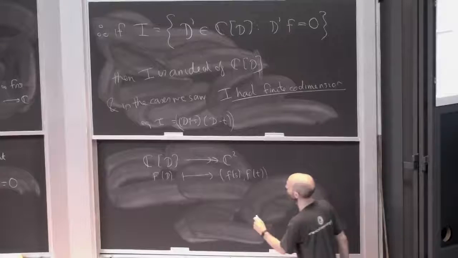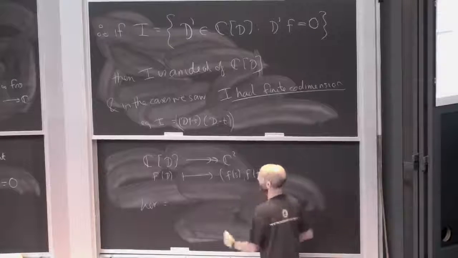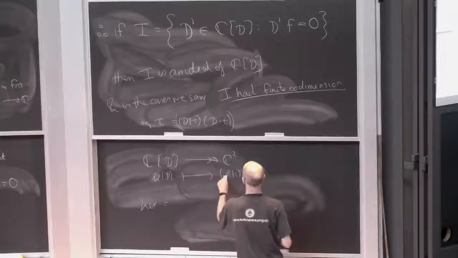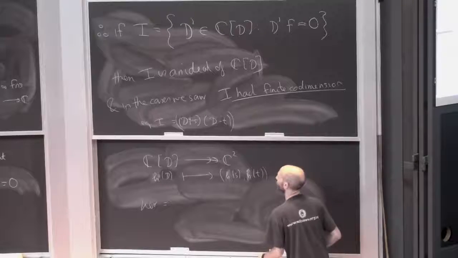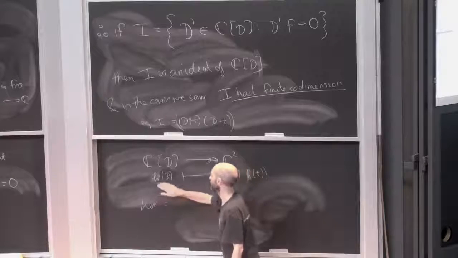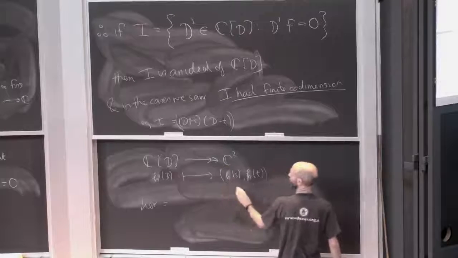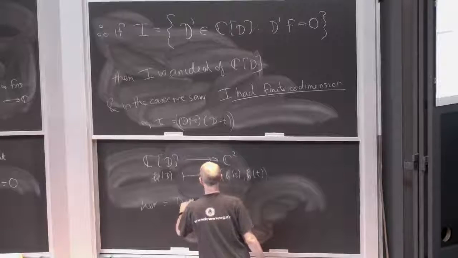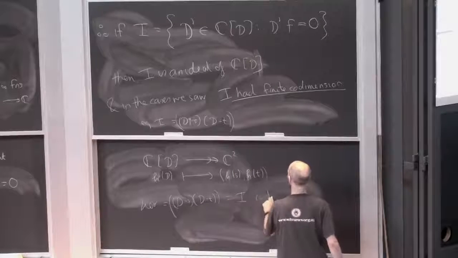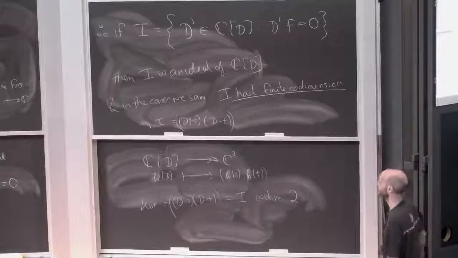So that's certainly surjective. And the kernel is the functions, this is maybe a lousy letter, whatever, H. I'll just call it H because I've tried to use different letters for different things in this course. So H of D goes to H of S, H of T. The kernel is the polynomials that vanish at S and T. So the kernel is generated by D minus S times D minus T, which equals I, which has codimension 2, because C of D modulo I is the image, which is two-dimensional. In particular, it's finite dimensional.